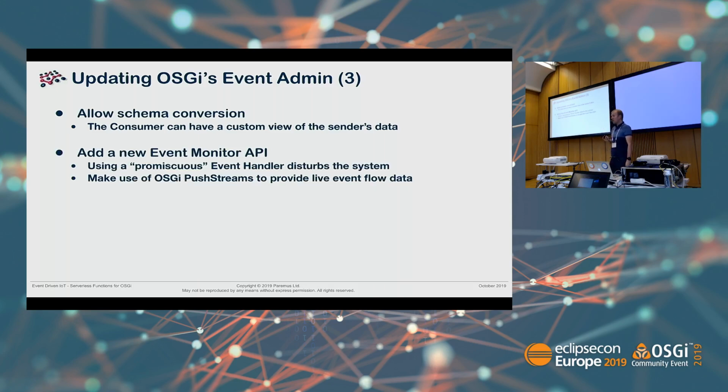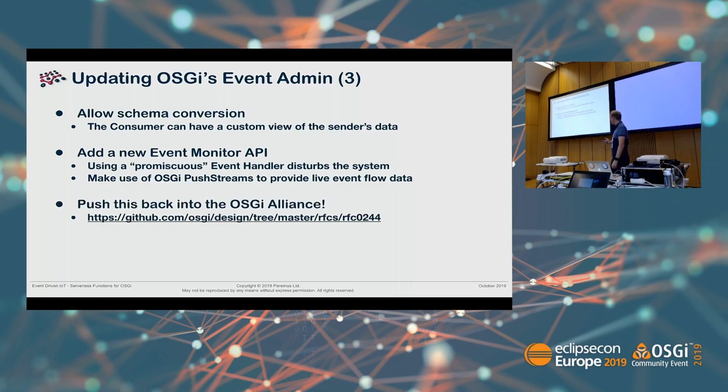As I say, we also want this event monitor API. Rather than having some disturbance in the system by adding an event handler, we want something that's actually going to be able to just get a stream from the event bus itself, providing us with access to information about the events that are being sent. And we want to push this back to the Alliance because we are good citizens. So you can see the RFC for this work in GitHub in the public OSGi design repo right now.